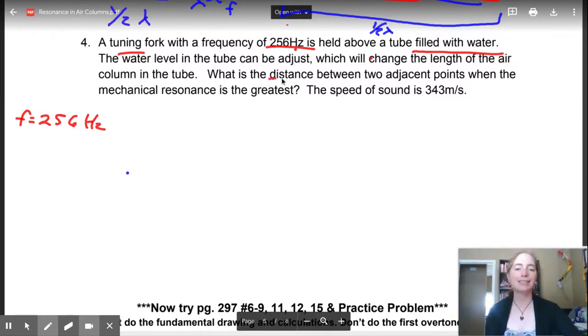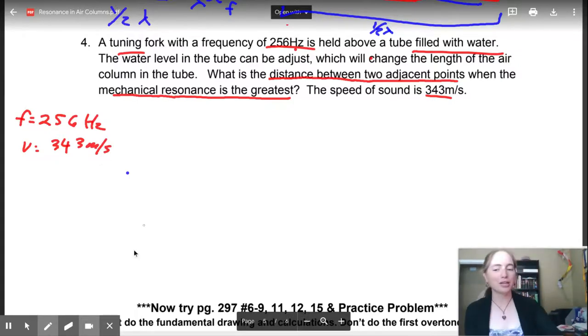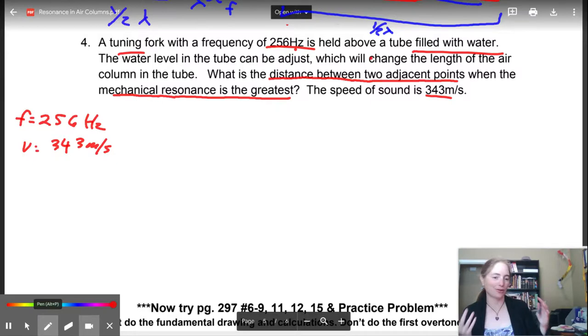What is the distance between two adjacent points where the mechanical resonance is the greatest? Let me have the speed of sound. Once again, the trickiest part of this question is not going to be the math. The trickiest part is figuring out what the distance between two adjacent points where resonance is the greatest actually means, and how we need to bring that into our math.